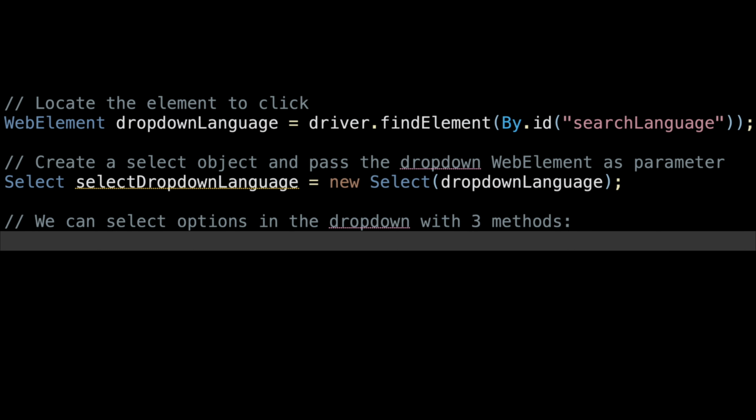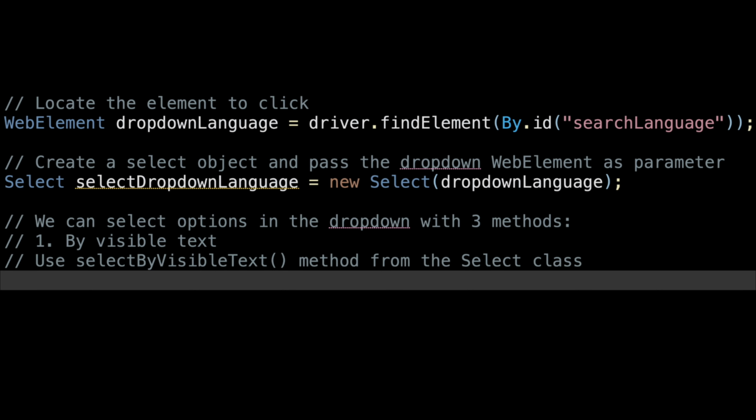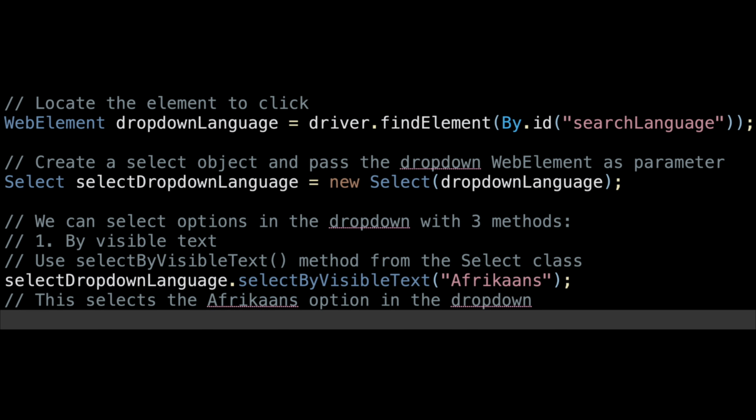We can select options in the dropdown with three methods. First, by visible text. Use select by visible text method from the select class. This selects the Afrikaans option in the dropdown.